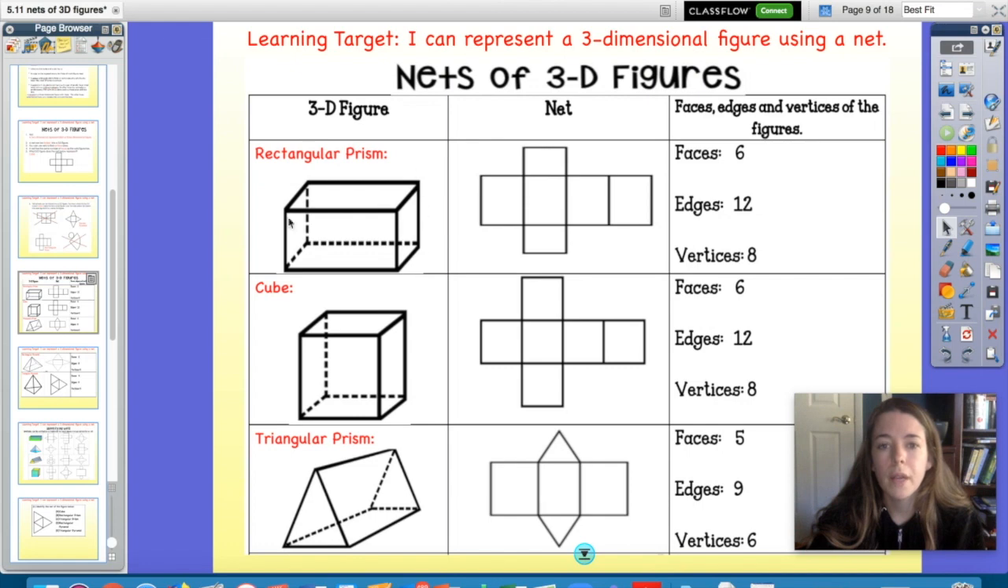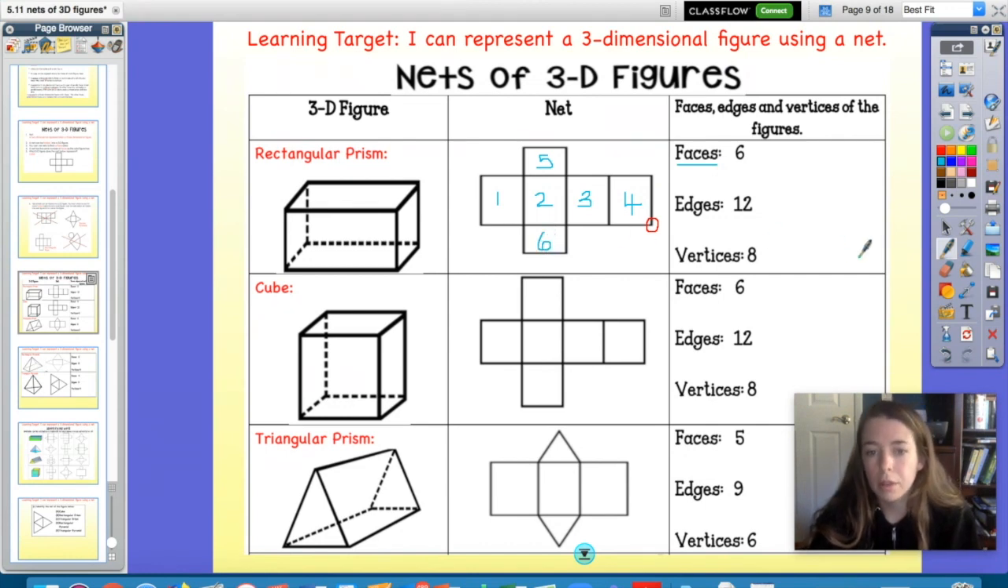So some important facts here about the 3D figures and their nets is the number of faces, edges, and vertices. Remember, a face is the actual flat shape. The edges are the lines, and the vertices are the corners. So if I'm looking here at the faces, it says that a rectangular prism has 6. 1, 2, 3, 4, 5, 6. The faces are going to be the attribute that's most important.